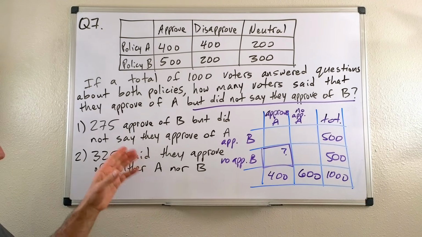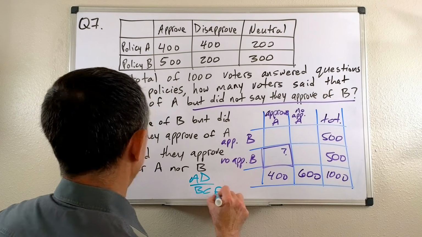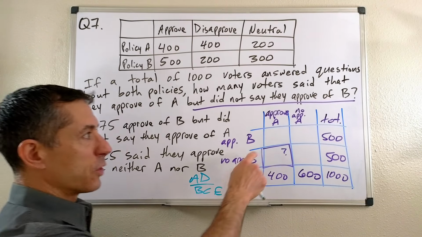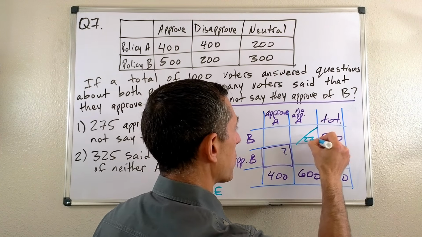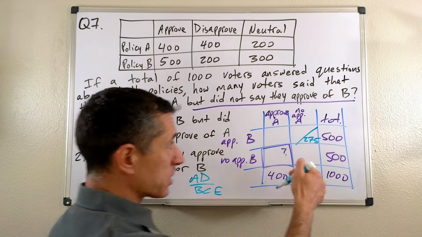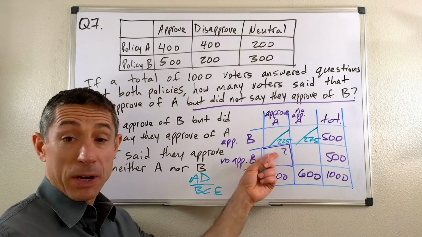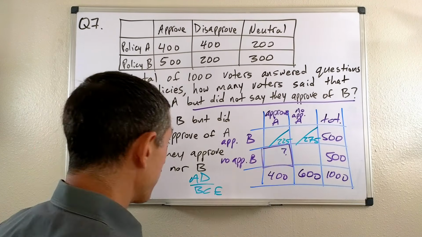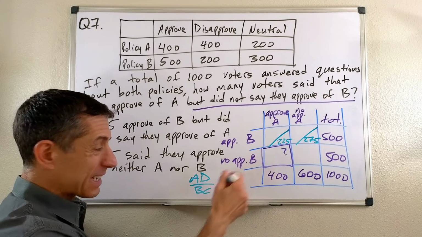With that, statement one here. 275 approved of B but did not say they approve of A. So if you approved of B and did not say you approved of A, that's going to be 275. Same thing we did earlier. I'm going to shove that into a little corner, and anything I derive from it I'm going to shove into a little corner so I don't have to redraw this thing multiple times. So I get a 225 here. And now I know I can get this. In data sufficiency, I don't care what the number is. I know I can get it. 400 minus 225 is 175, but I don't care. I know that statement one is going to be sufficient.